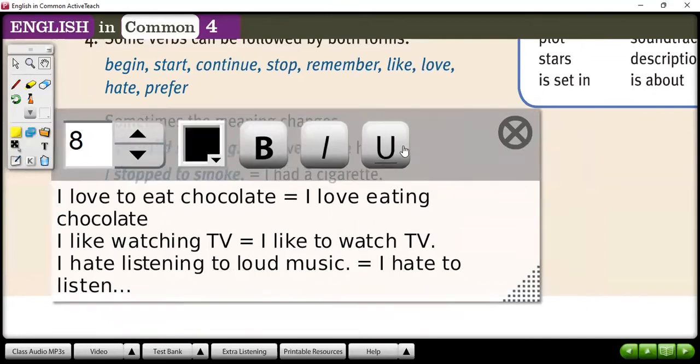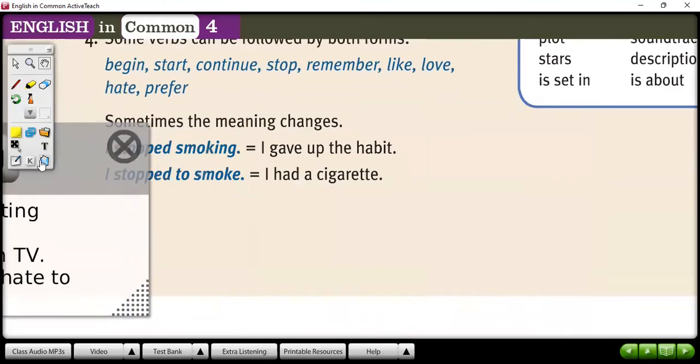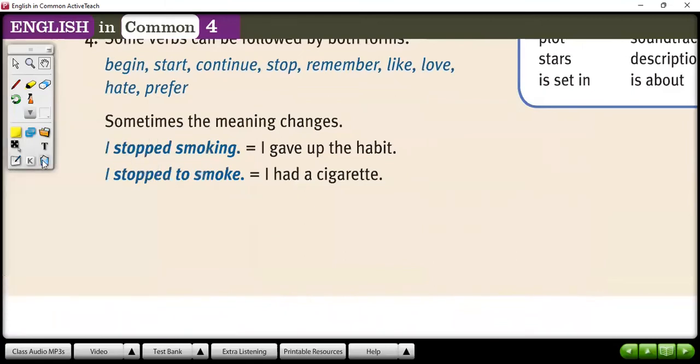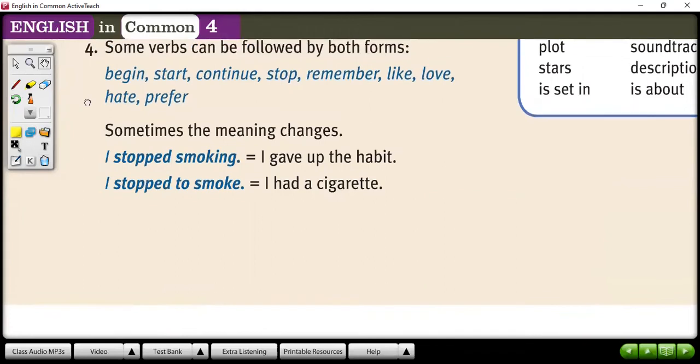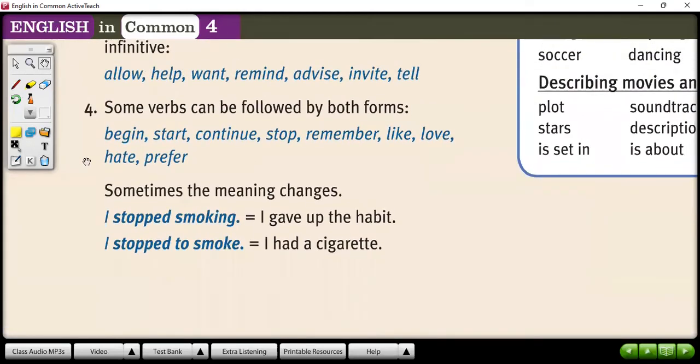But some verbs are different, and these verbs we must remember. Now let me talk to you about the verbs. They are different, okay? So be careful with these verbs. A very good example is the verb stop, okay? Stop is different if I use the ing or the infinitive.